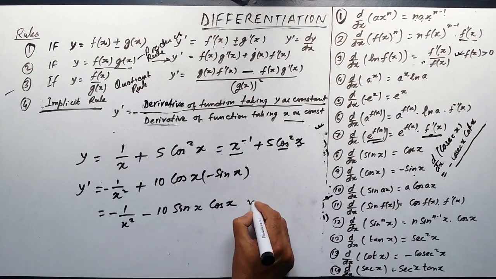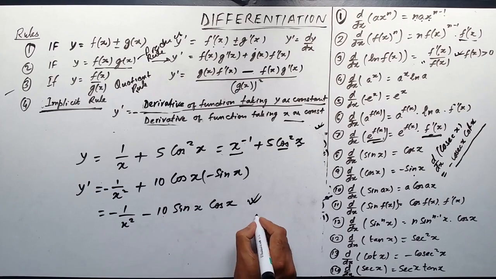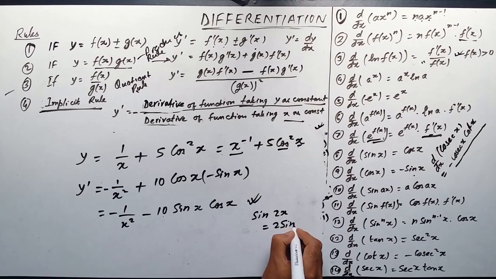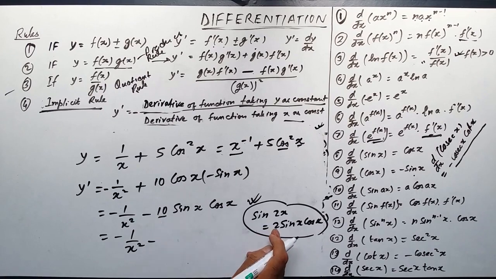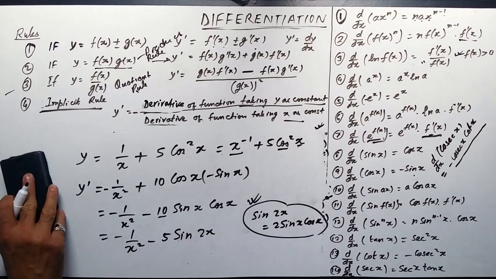We can leave it as it is, or we can apply the identity where 2 sine x cosine of x is equal to sine of 2x. So sine of 2x is equal to 2 sine x cosine of x. So this is the identity. If we apply this identity, we can change this expression into 1 upon x squared minus, this 10 is taken out of 2, so we are left with 5 sine 2x.